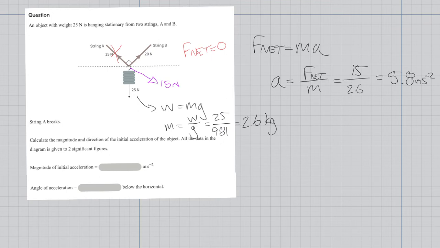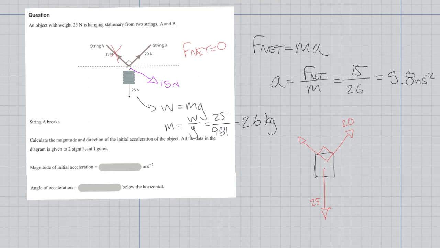The second part of the question asks for what's the angle of the acceleration below the horizontal. So what I'm going to do is add my vectors and show us how we can find our angle. So if this is my object, I'm going to have two forces acting on that. One force is acting straight down at 25 newtons. The other force is acting up at an angle of 20 newtons. And we knew that there was a force this way at 15, and that these two forces were perpendicular to each other at a 90-degree angle.